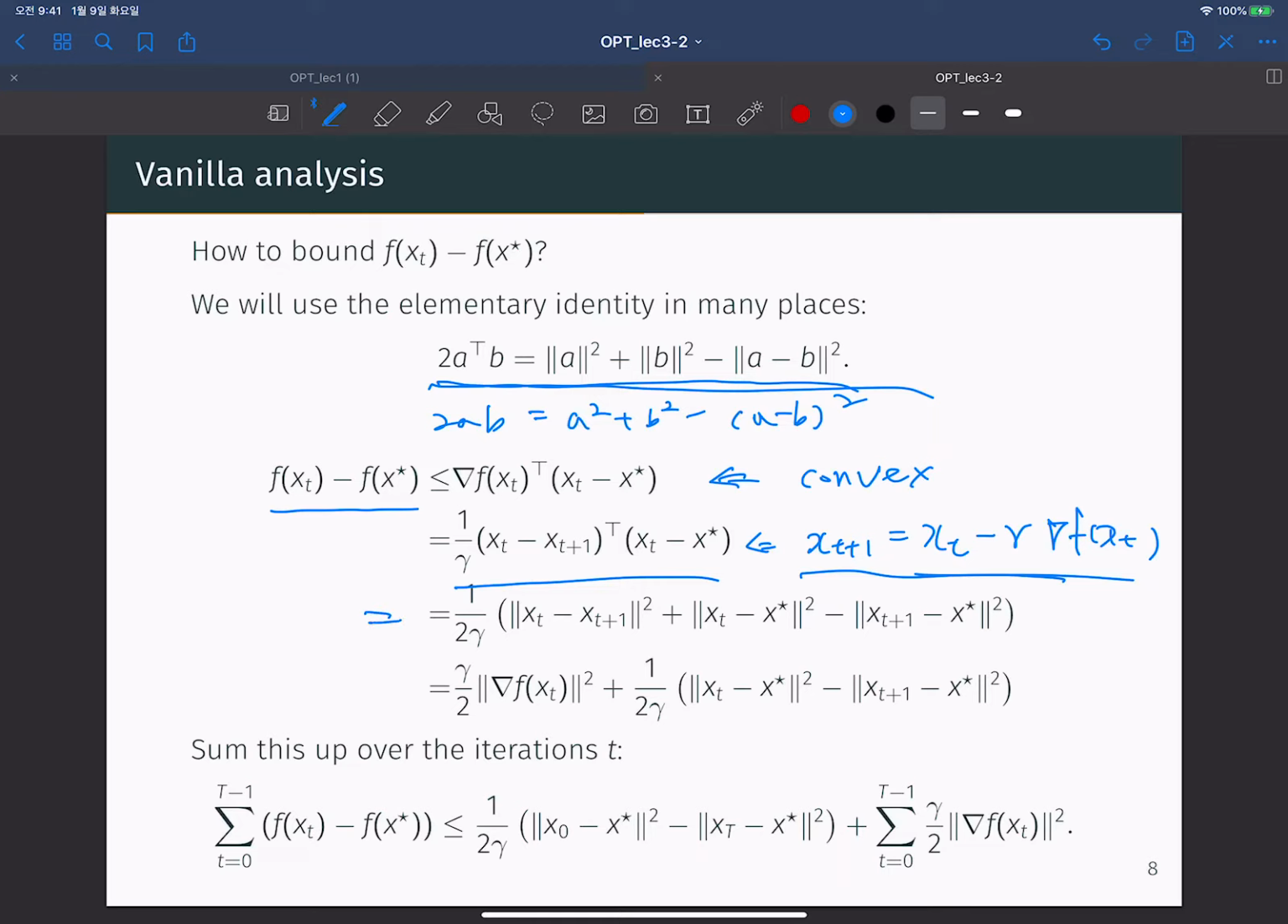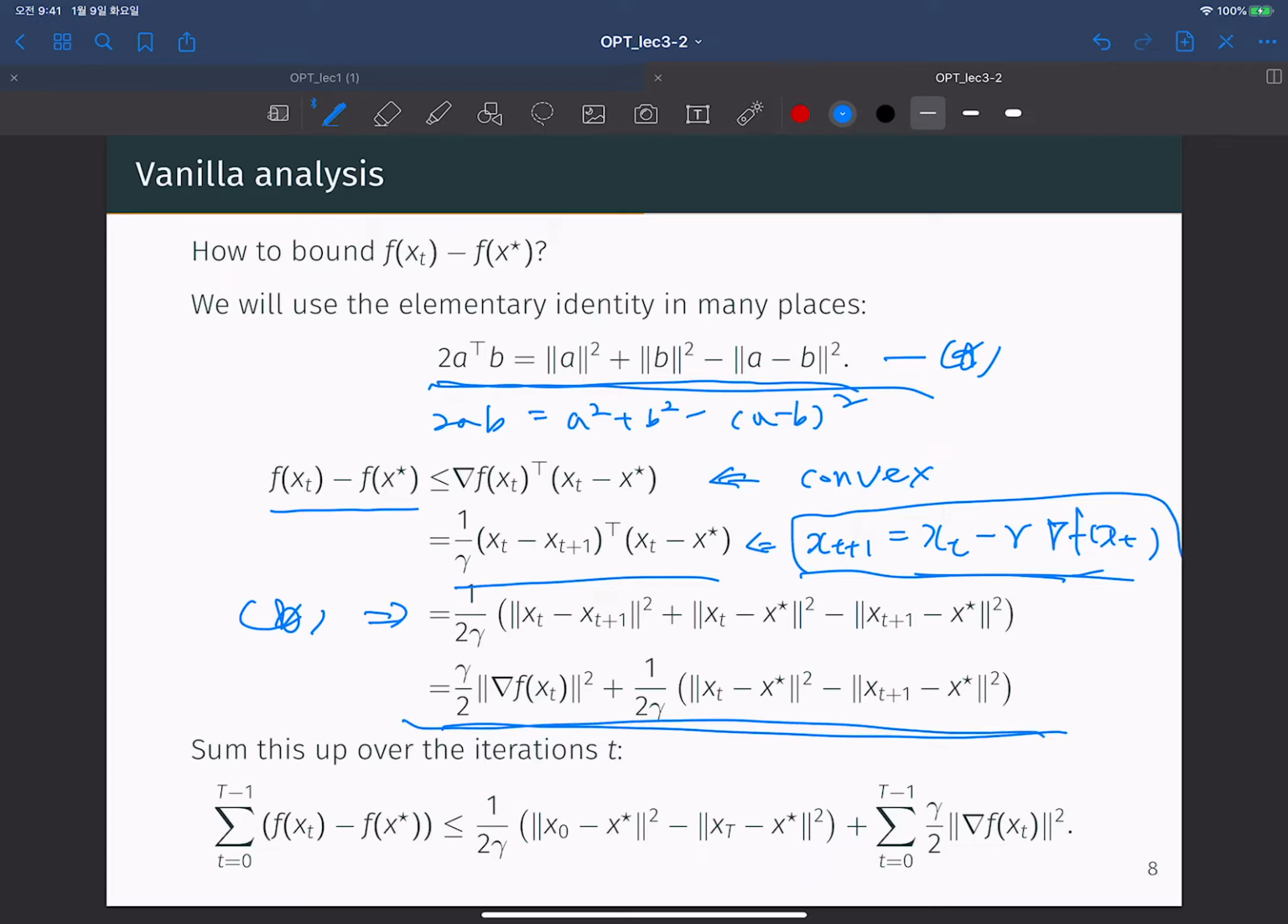And for this, we used this simple elementary identity, this one here. Okay. And for the last one, again, we use the gradient descent definition. So we replace x_t minus x_{t+1} by the definition of the gradient here. Okay, so up to this point, it's very easy, just elementary calculus.